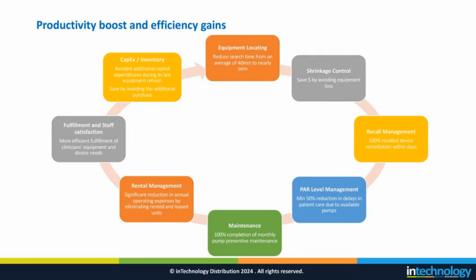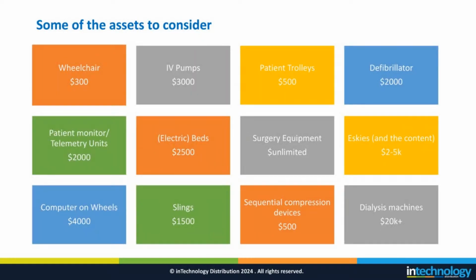And obviously CapEx and inventory, knowing what you're actually spending or what you need to have, is also going to assist you in reducing the amount of CapEx that you have to spend. Now, the numbers that we've put here are rough numbers. Please don't tell me that a wheelchair is worth more or less, or an IV pump's worth more or less. This is just to give you a rough indication in relation to what we see in the market. And these are the devices or assets that we need to consider when we are looking at putting an asset tracking solution in place.